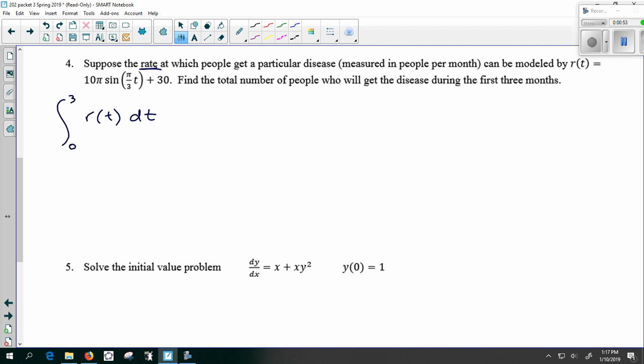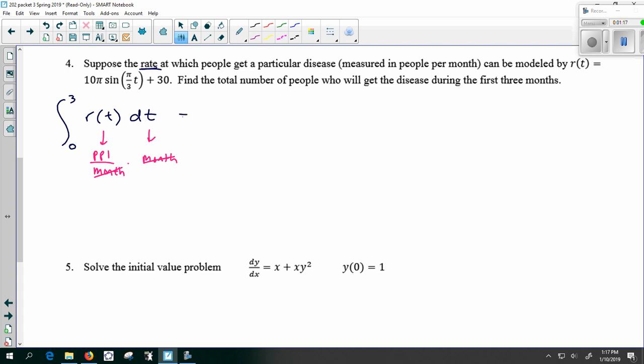Now let's just remind ourselves why this works. So the units on R of t are people per month. And then the units on dt is months. That's a very small change in time, dt. So people per month times months gives us people, which is what we're looking for, the total number of people who will get the disease in the first 3 months.